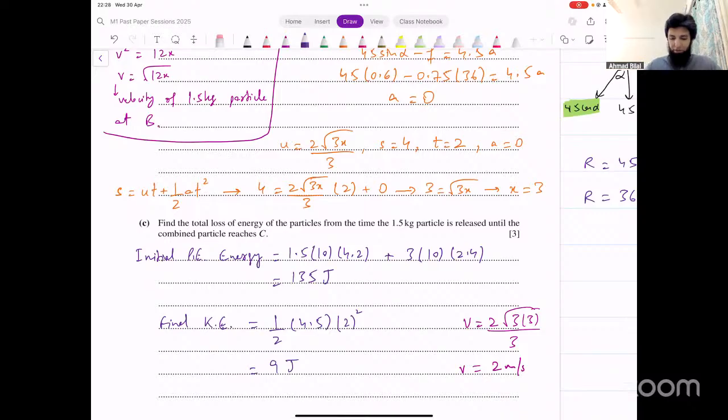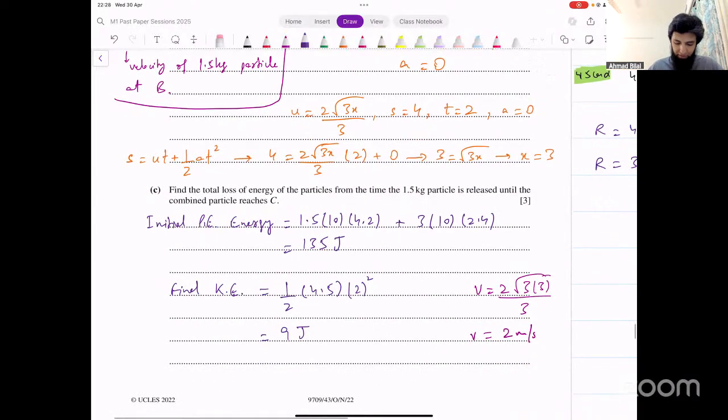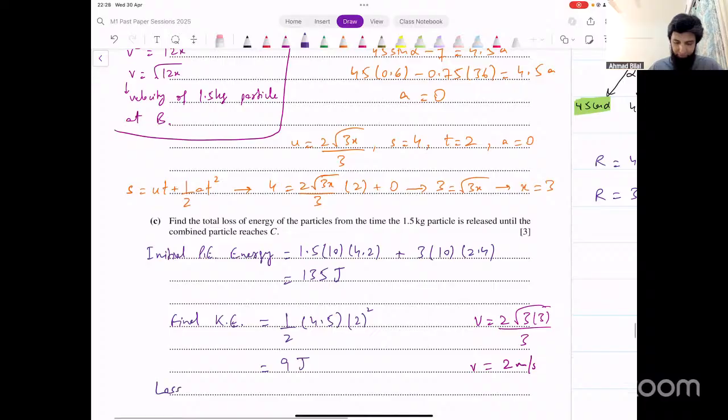So what's the loss of energy then? Just find their difference and see what that gives you. Loss of energy turns out to be 135 minus 9, and that's 126 joules. That is the final result that we get from this.